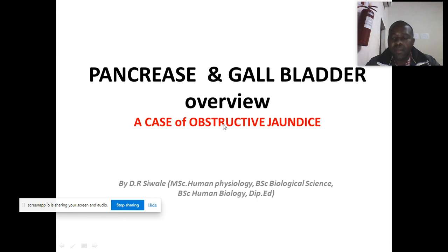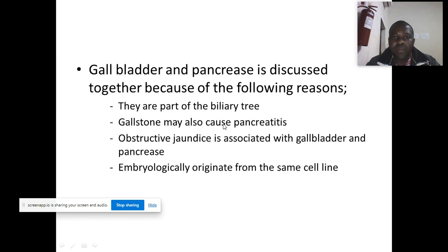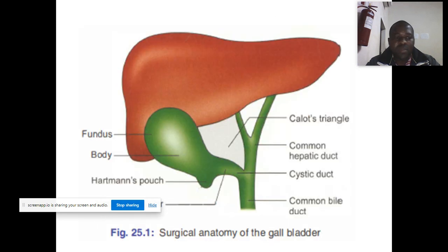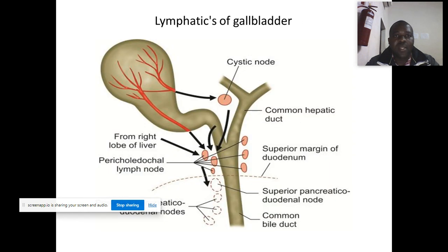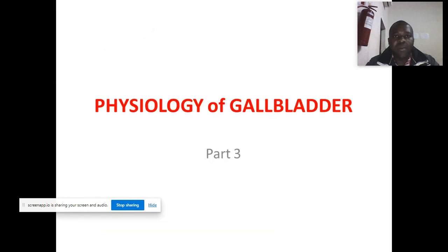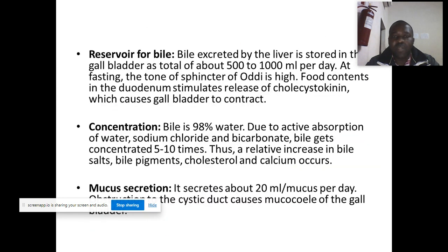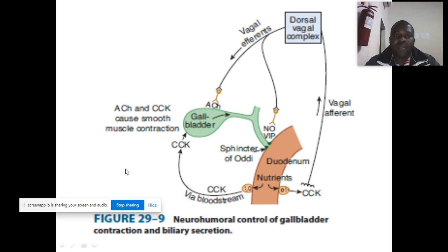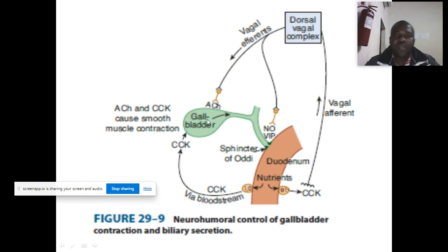Now, here I've talked about this. Before it cuts, I'm supposed to start on ejection of bile. Okay, I've talked about the functions: reservoir for bile, concentration, mucus secretion. So, what's the mechanism, or humoral mechanism, of secretion of bile?